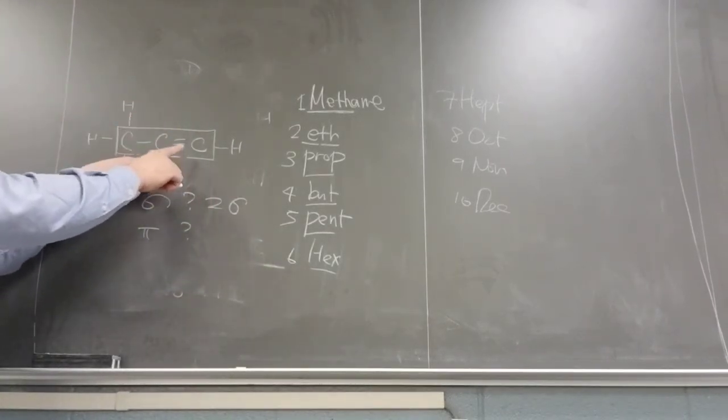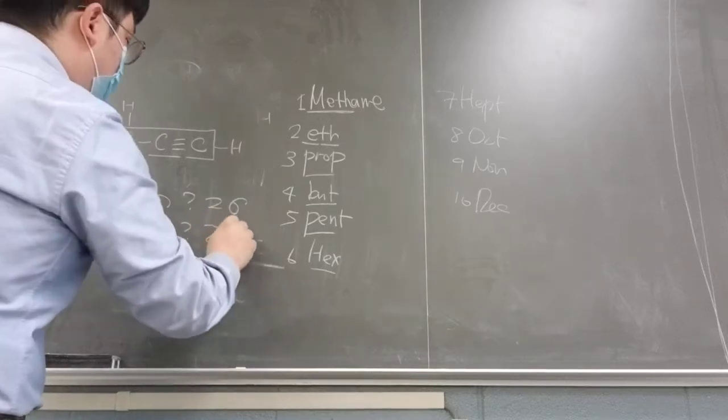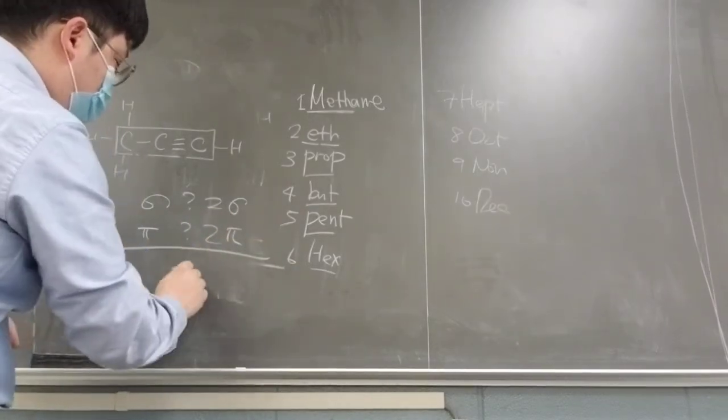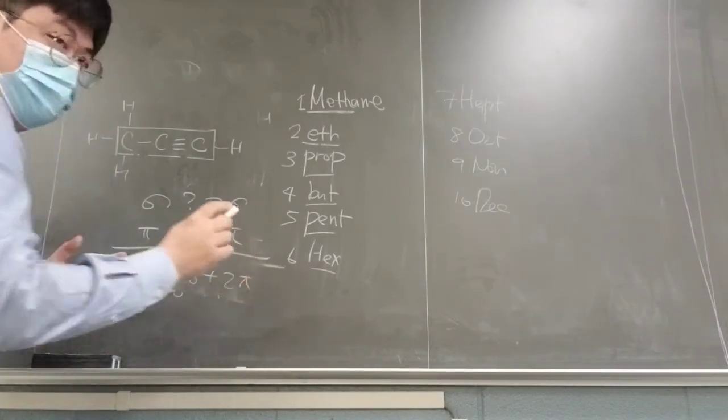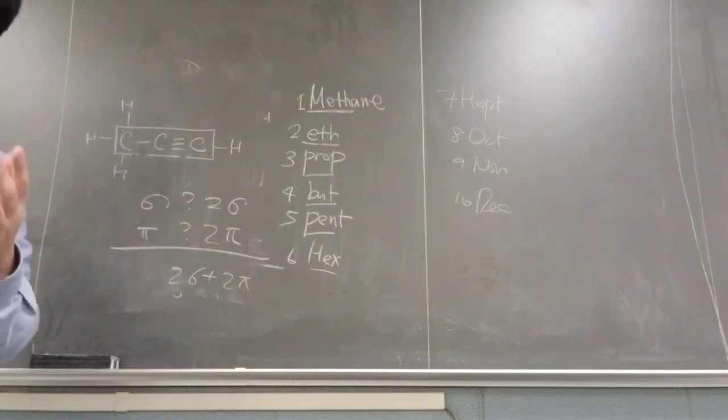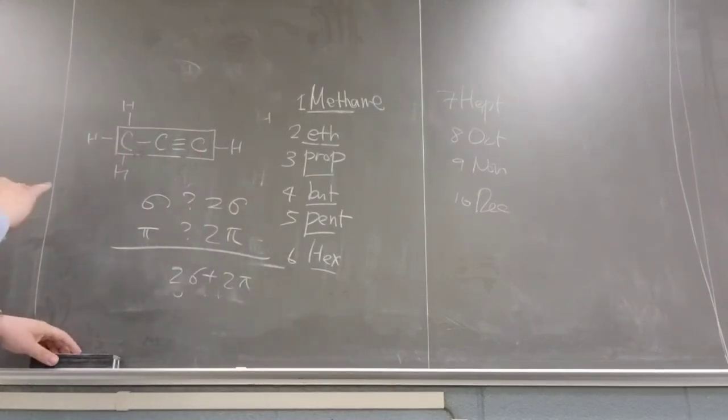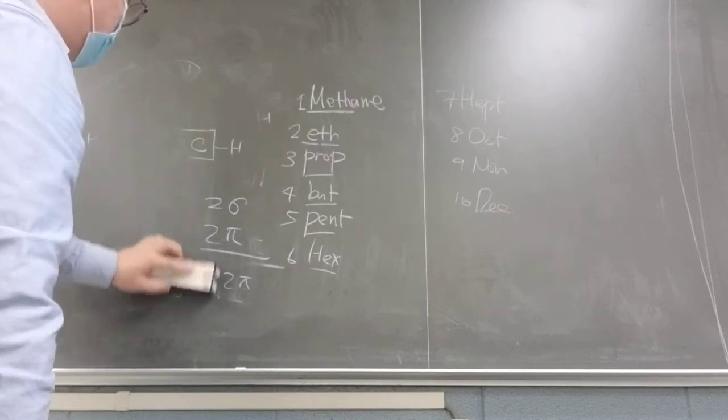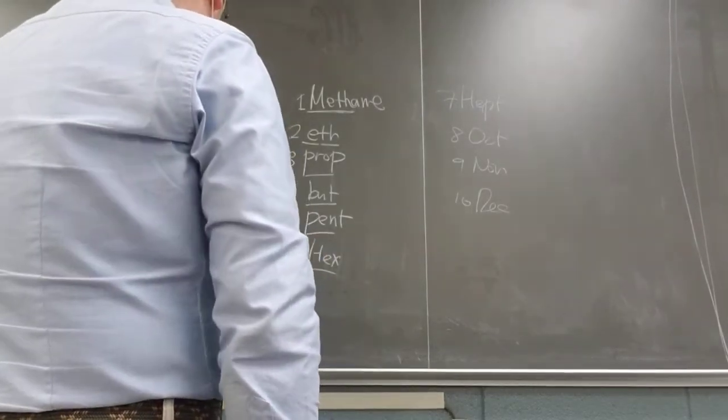But here will be 2, perfect. So in total, we have 2 sigma, 2 pi. That's it, really. You already got the one question right ahead of time. Really, this is what you need to do. Perfect.